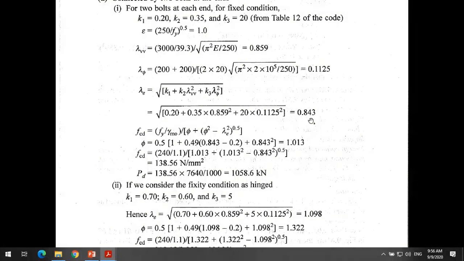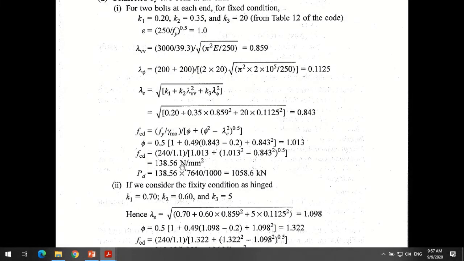Knowing this, we will go ahead with finding the permissible stress under compression, fcd. Either you can go for finding the stress reduction factor chi, or you can directly find the permissible stress in compression, fcd. Here phi is 0.5 times 1 plus alpha, where alpha, the imperfection factor for angle section, belongs to class C, for which alpha comes out as 0.49, into lambda e minus 0.2, plus lambda e the whole square. The values have been substituted in this equation, and phi comes out as 1.013.